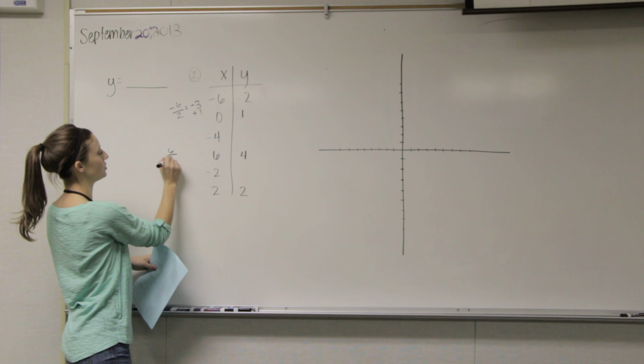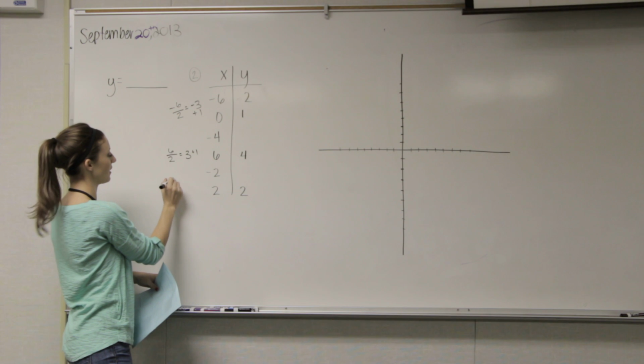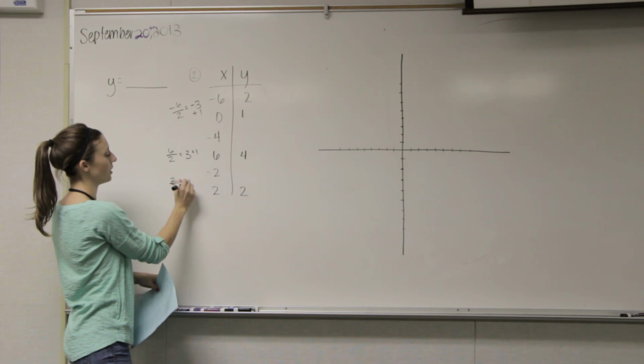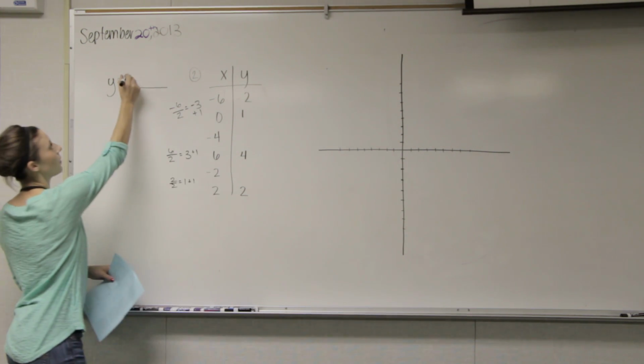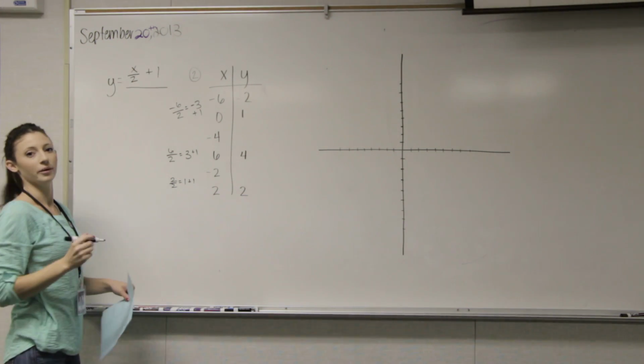If I divide by 2, that's 3. If I add 1, that's 4. It works. 2, if I divide by 2, that's 1, if I add 1, that's 2. So my rule is going to be y equals x divided by 2 and then add 1.